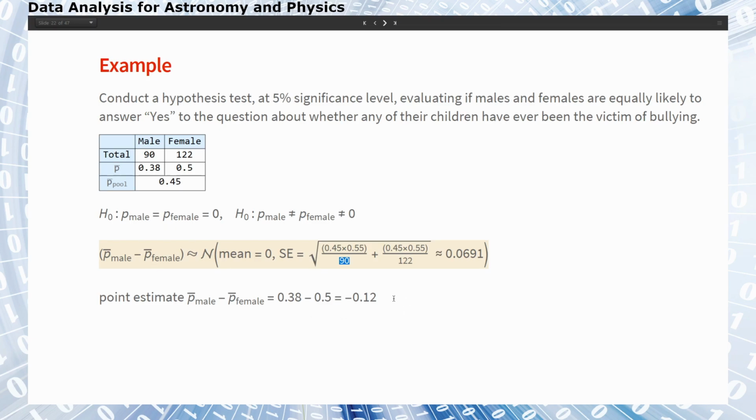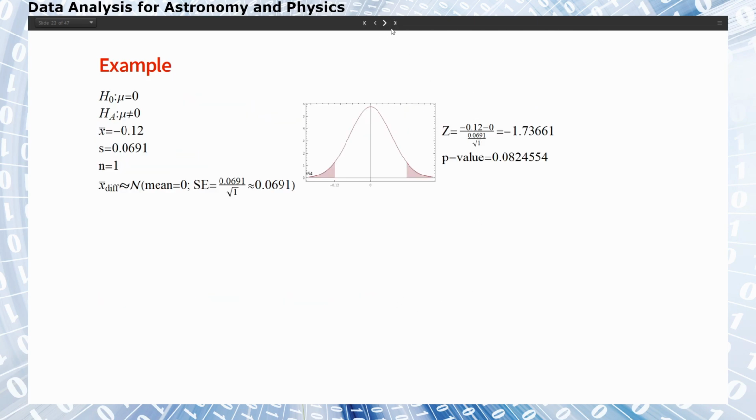Our point estimate is minus 0.12, so we can compute the z-score again, dividing by the standard error, which is minus 1.74, and just ignore the square root of 1 here. That's because the framework that I used to compute the figure and the tables here was not originally built for the pooled case. So I assume a sample size of 1. So the z-score is minus 1.74, and the corresponding p-value is about 8%.